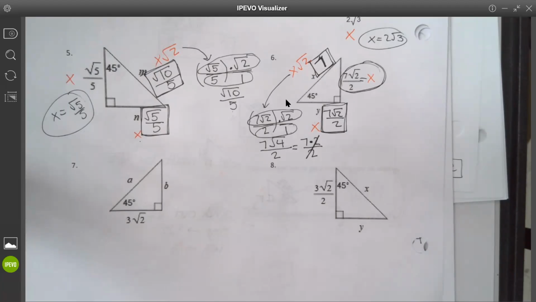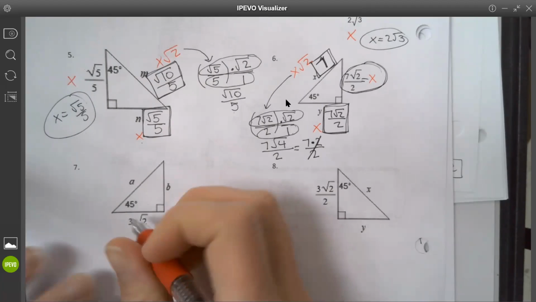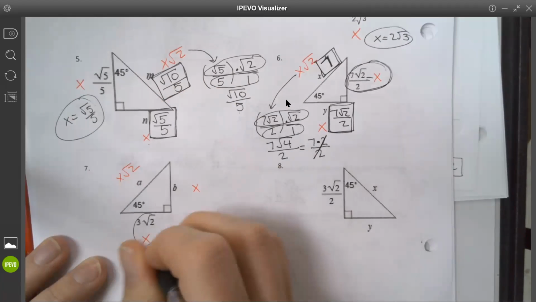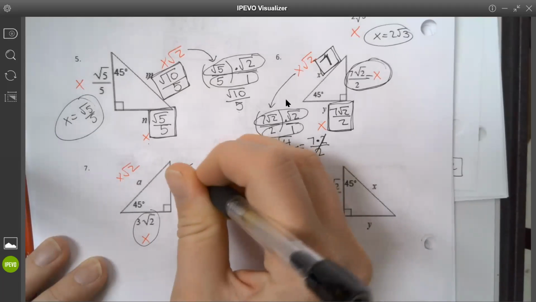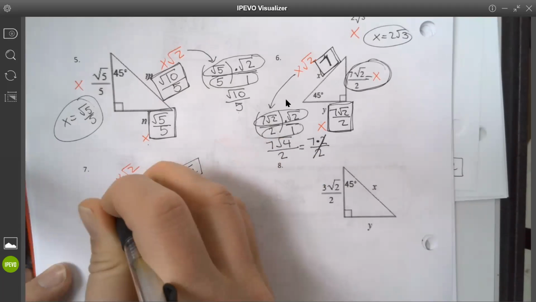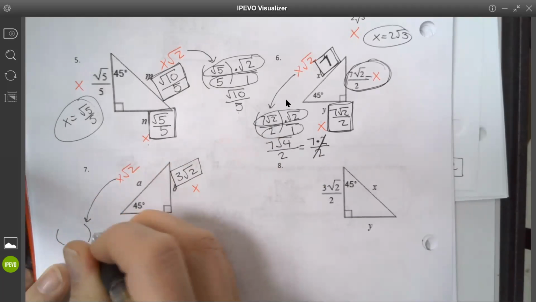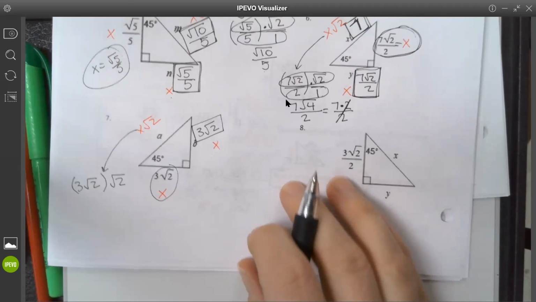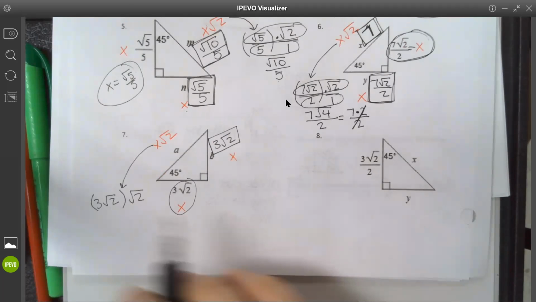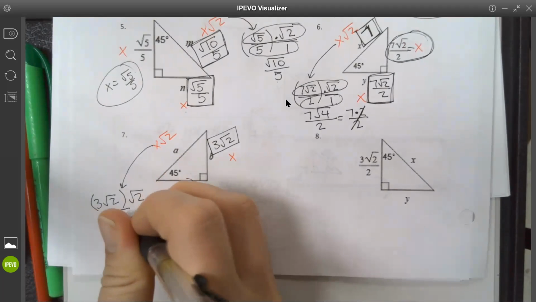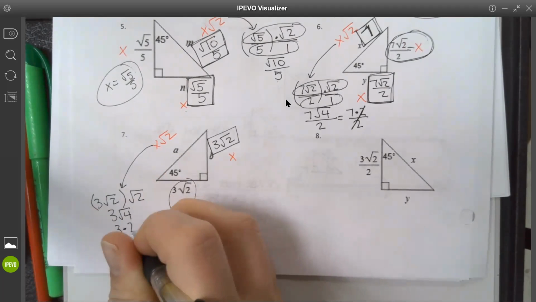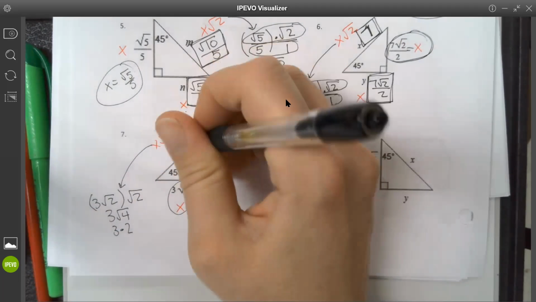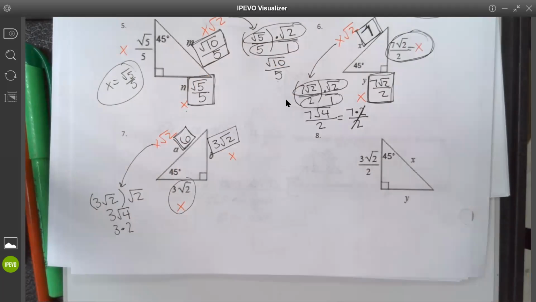On 7, which side am I given? An x or an x rad 2 side? An x side. So x rad 2. I know that x is 3 rad 2, which means my other side is also 3 rad 2. And this side is going to be 3 rad 2 times rad 2, or that x value times rad 2. Rad 2 times rad 2 is rad 4, or just 2. And what is my hypotenuse end up being? 6. Good.